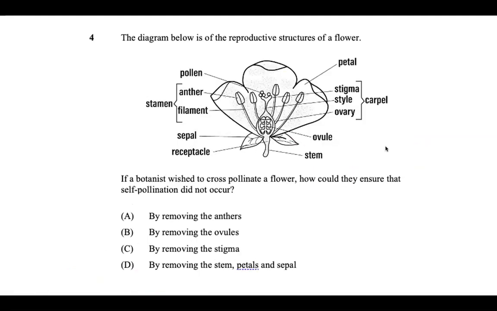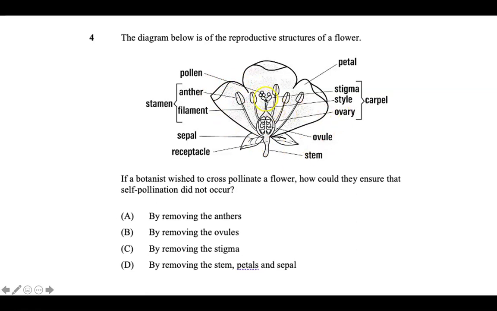All right, question 4. The diagram below is the reproductive structures of a flower. If a botanist wished to cross-pollinate a flower, how would they ensure that self-pollination did not occur? So in other words, how do we make sure that the pollen that this flower produces doesn't self-pollinate itself? So the pollen is going to land here on the stigma. And so how do we make sure the pollen of this plant doesn't land on that stigma?